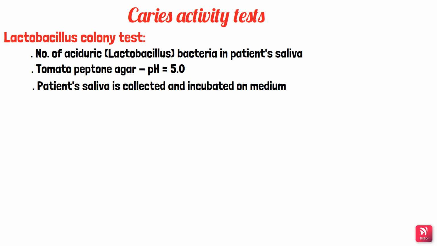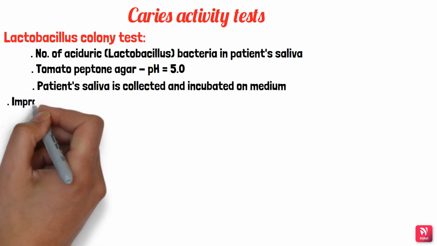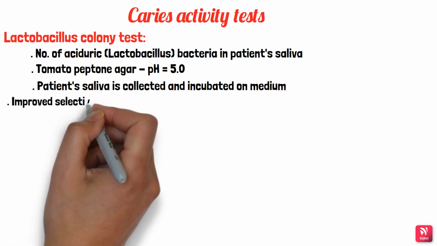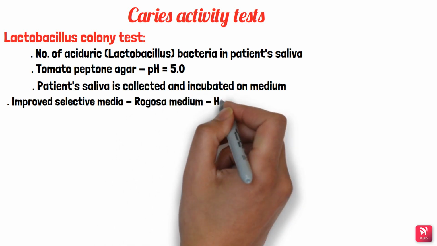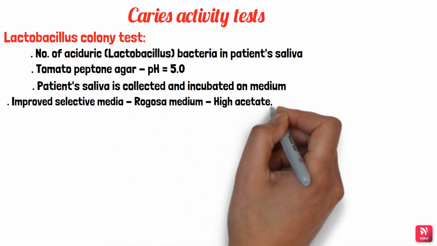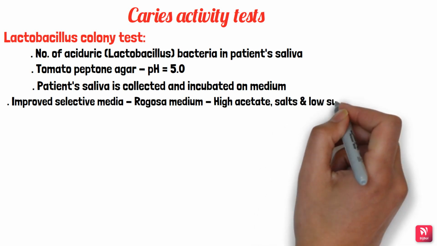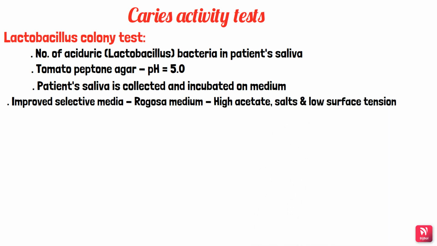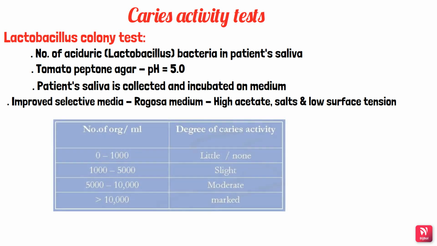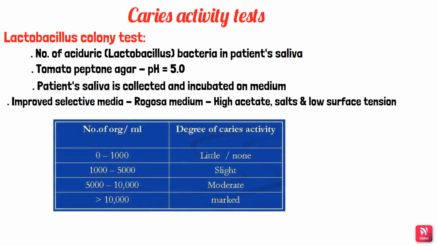we will incubate it. Recent studies have shown that there is one more selective medium to grow lactobacillus, that is Rogosa agar medium, which has a good acidic pH, high amounts of acetate salts and lower surface tension, which gives a highly selective nature for the growth of lactobacillus. So we can use either tomato peptone agar or Rogosa medium, and we will grow the bacteria.